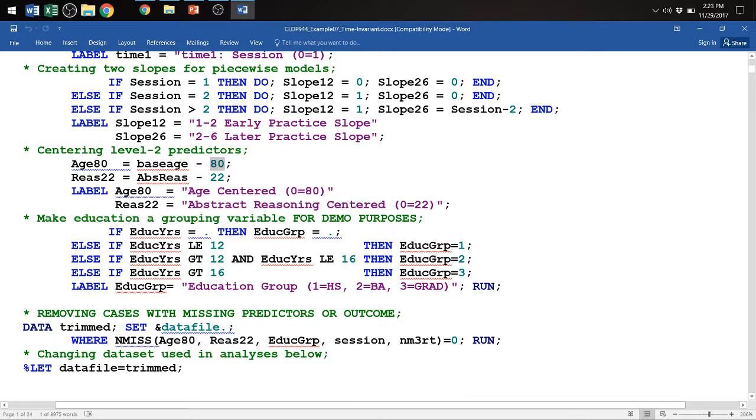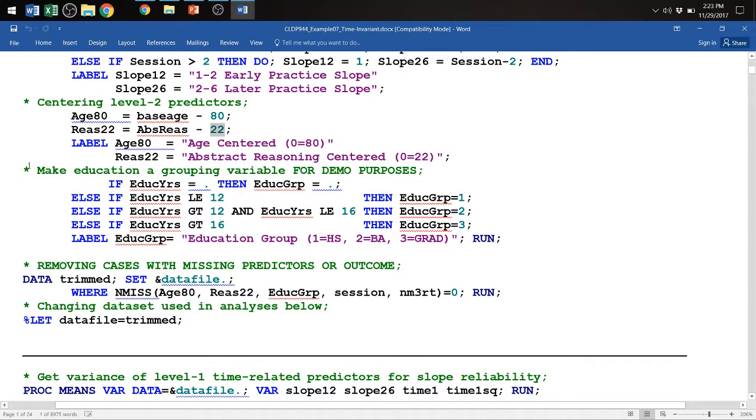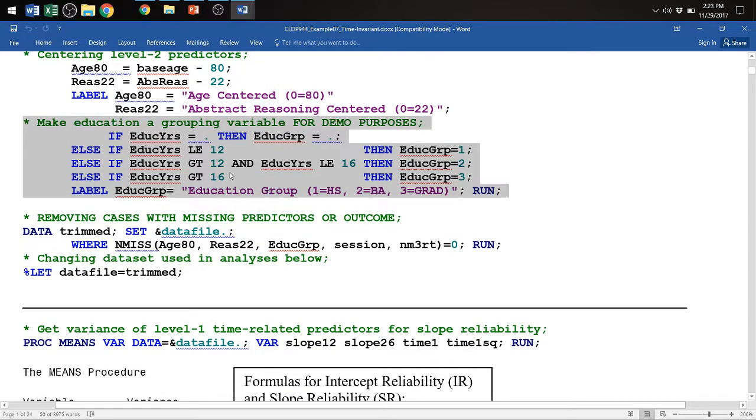And abstract reasoning, a measure of crystallized or fluid intelligence, excuse me. I've centered it near the scale's mean, which is 22. And then just for the sake of having a grouping variable to show you as an example, I cut up education. I would never do this on purpose. This is just for pedagogical purposes so I can show you what a group variable would look like. I cut up education into high school, college level, or graduate level.